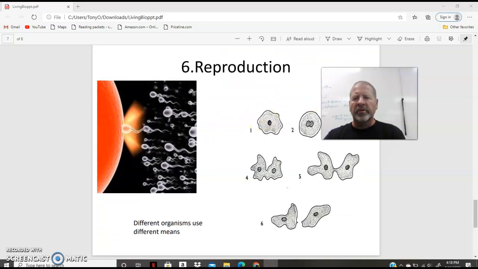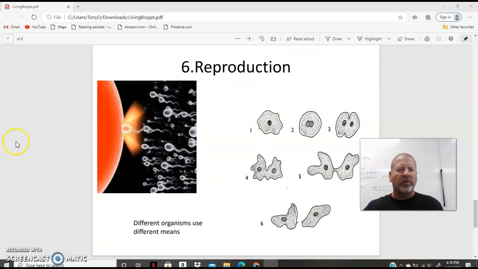Lastly, all living things experience some form of reproduction, either sexual, like there on the left with the sperm hitting the egg, requiring a male and a female, or asexual, like the amoeba splitting in half, but some form of reproduction. Otherwise, they wouldn't exist. You have to make more.